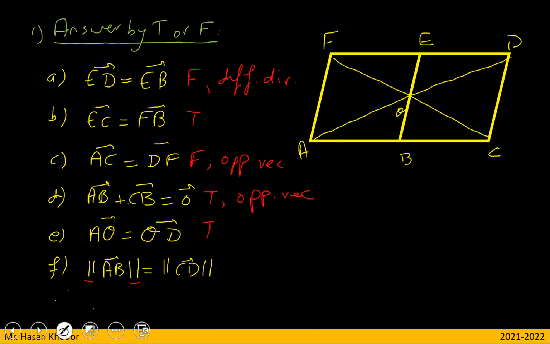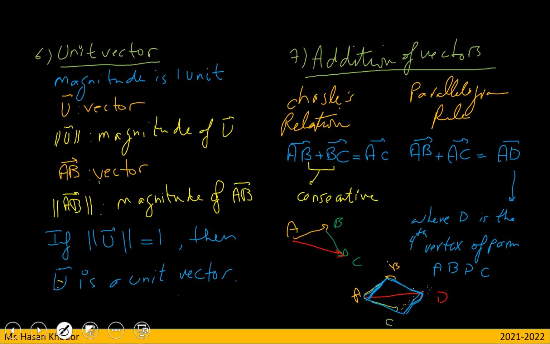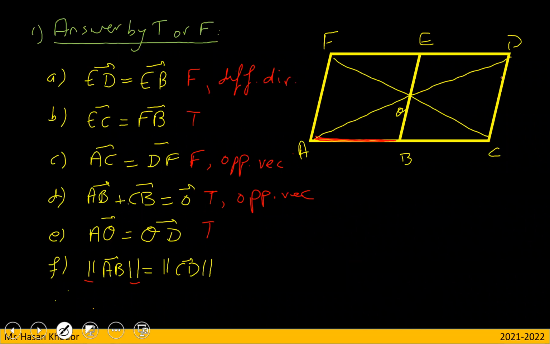So now, what is the magnitude here? Magnitude of vector AB is equal to magnitude of vector CD. Is this true or false? AB and CD. Are these vectors equal? No, as vectors. But what about their magnitudes? Their magnitudes are equal. So this one is true.